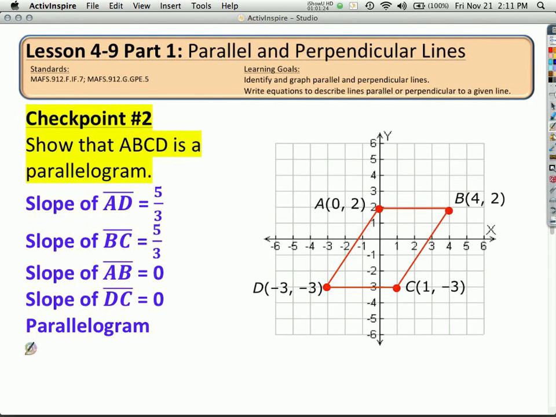Does anyone have any questions on how we apply the idea of parallel lines to a geometric application? Yes? Well, the top and the bottom lines won't always be 0. Yes. There will be a time where it won't be 0, so you would have to find the slope of the top, find the slope of the bottom, and compare them. Good question. Any other questions?